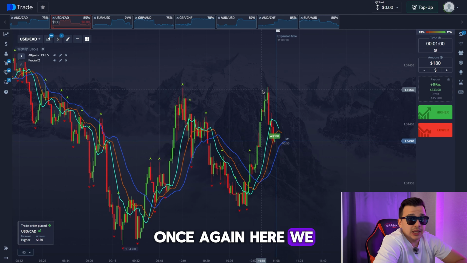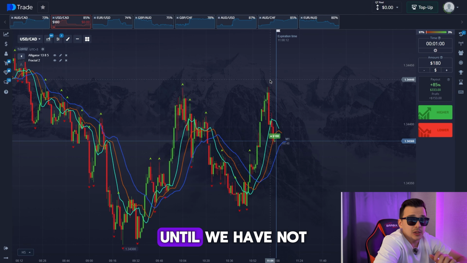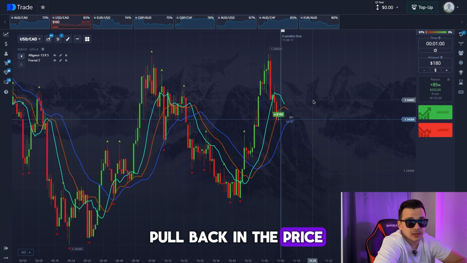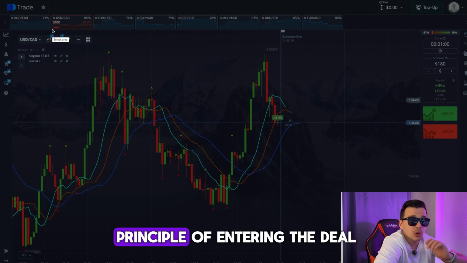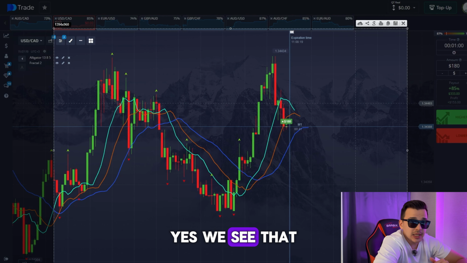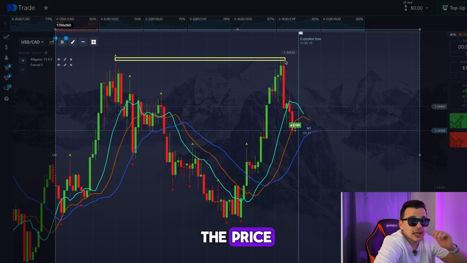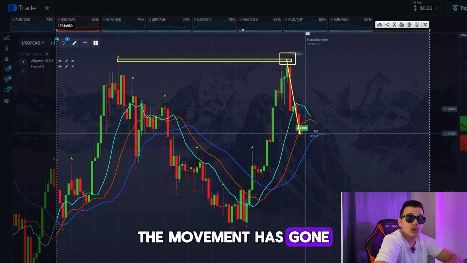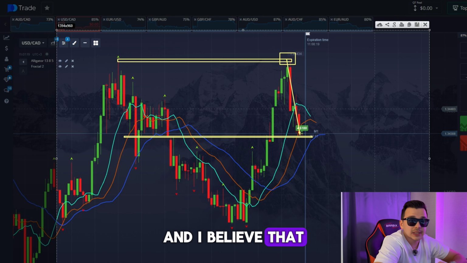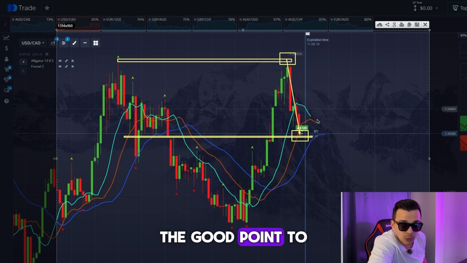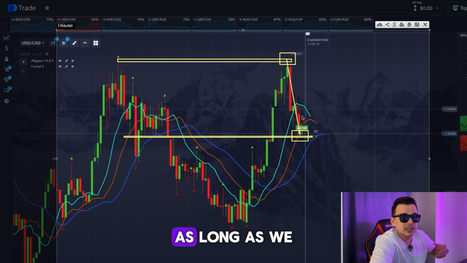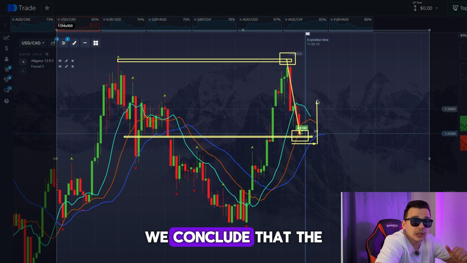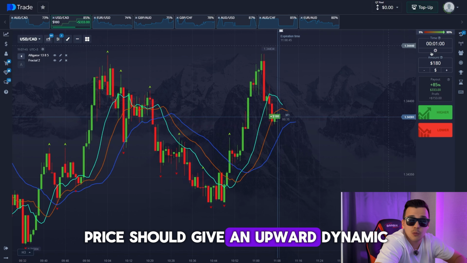And once again, here we open a deal on the upside. Until we have crossed the moving lines, there should be a pullback in the price. Here is absolutely the same principle of entering the deal. Yes, we see that we have worked out the price, the resistance area, the local high has been updated, the movement has gone into correction, and I believe that is a good point to open a trade on the upside, as long as we have not crossed our moving lines of the alligator. That's why we conclude that the price should give an upward dynamic.